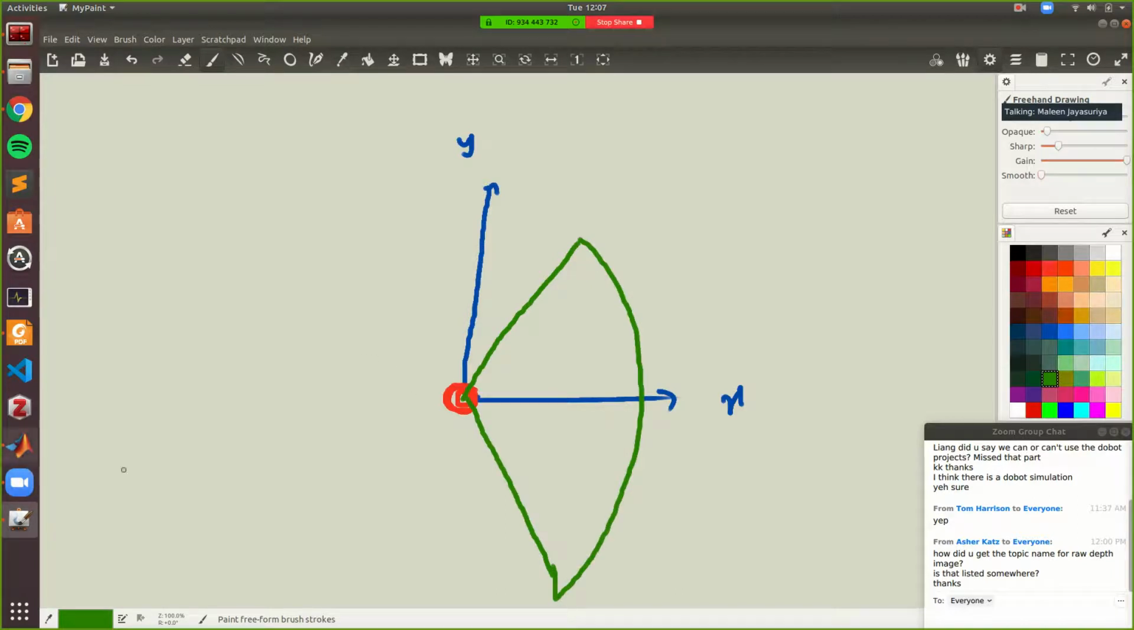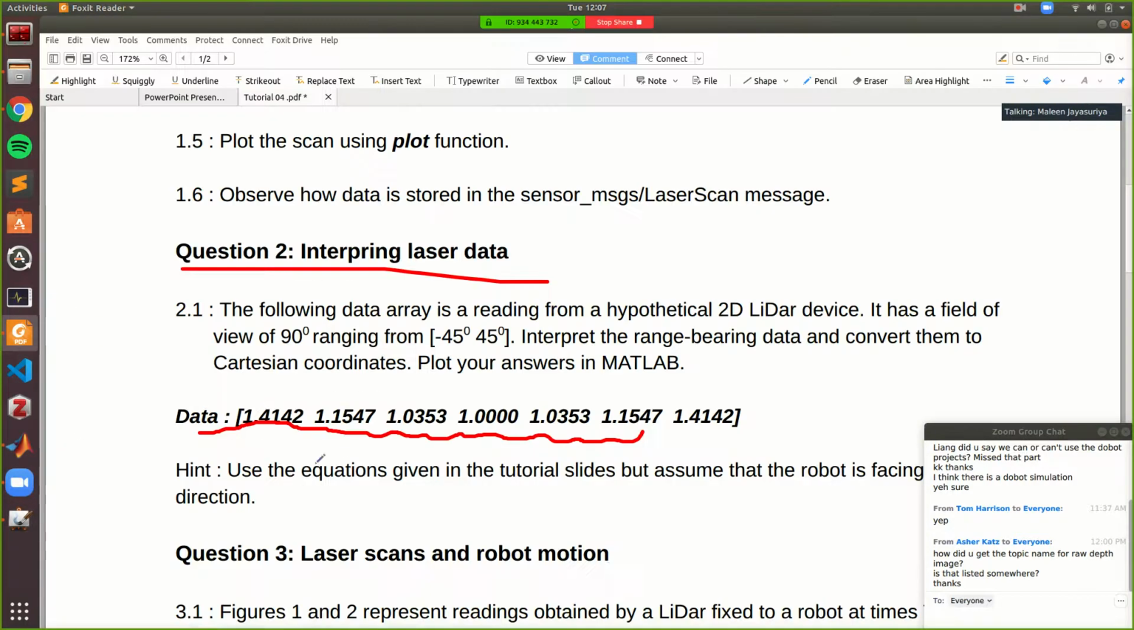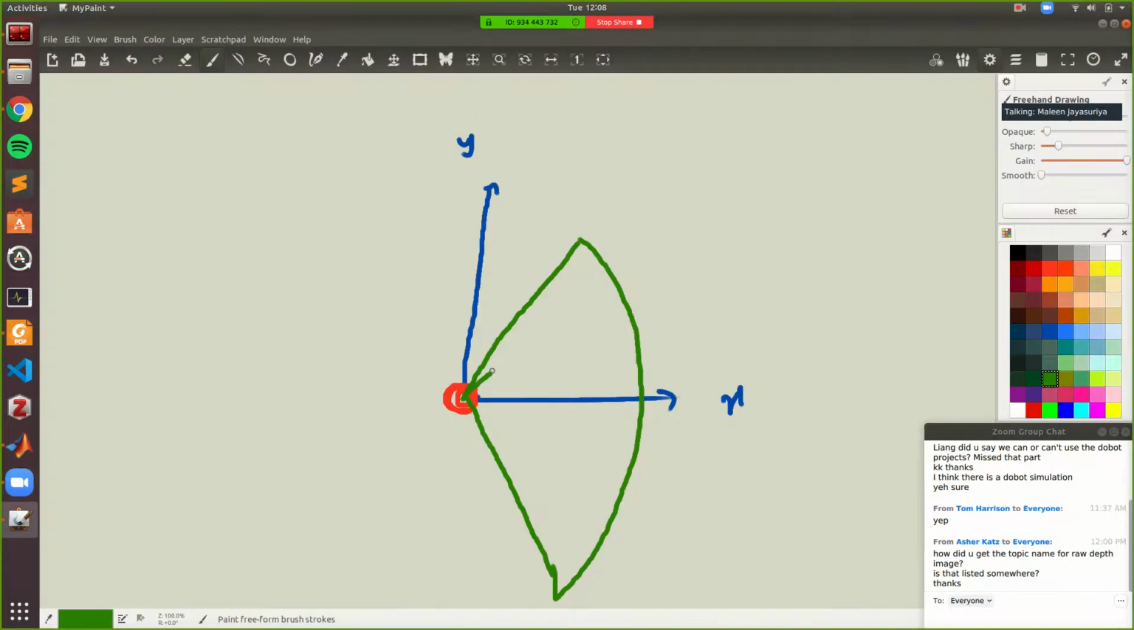And you can see that within this region, we have 1, 2, 3, 4, 5, 6, 7. We have 7 readings, right? So something like this: 1, 2, 3. 1, 2, 3, 4, 5, 6. Okay, sorry, I screwed that up. Yeah, that's 1, 2, 3, 4, 5, 6, 7. So we are getting range readings from these 7 discrete points, right?